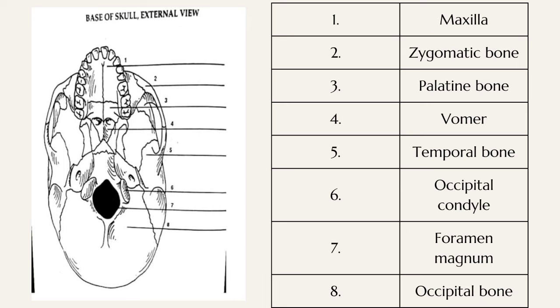So the maxilla, zygomatic bone, vomer, temporal bone, and occipital bone are the same as what I've said in the skull lateral view. So this is the end of my part. Thank you for listening.